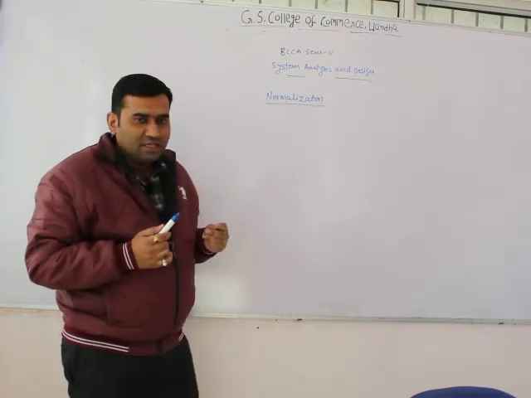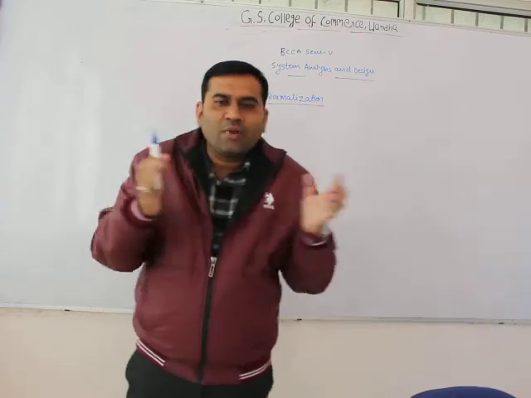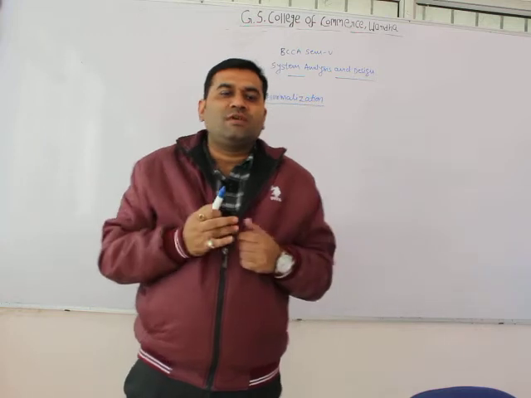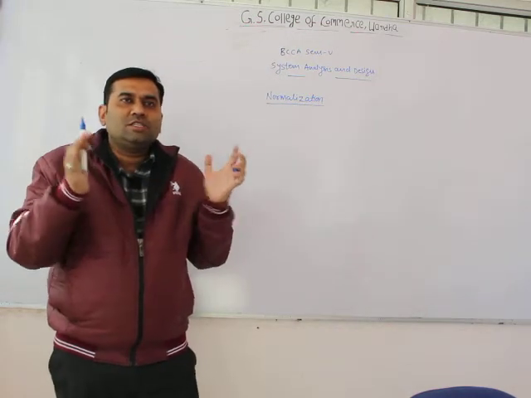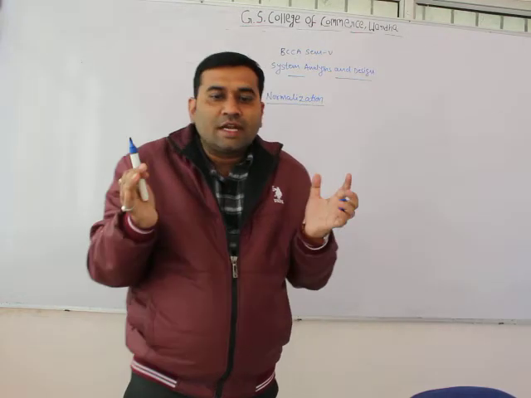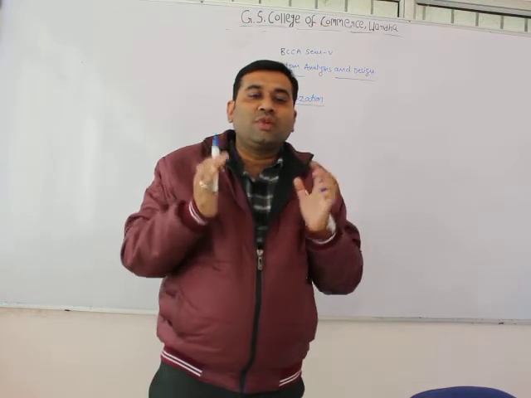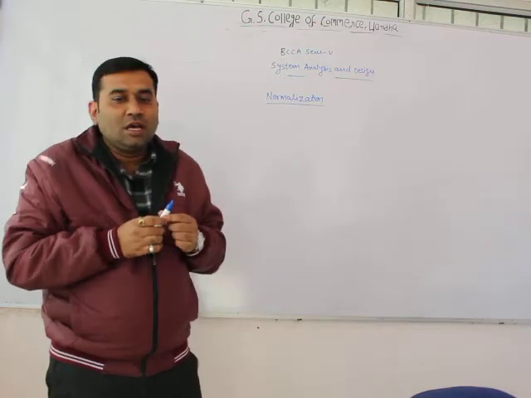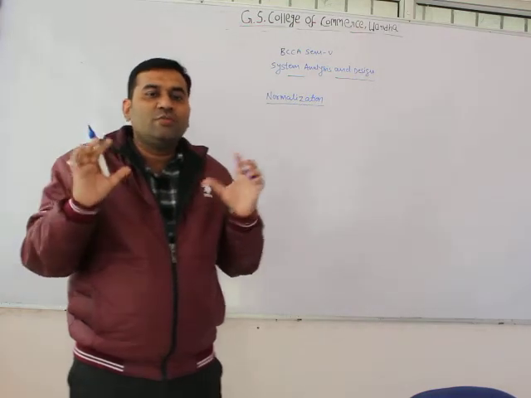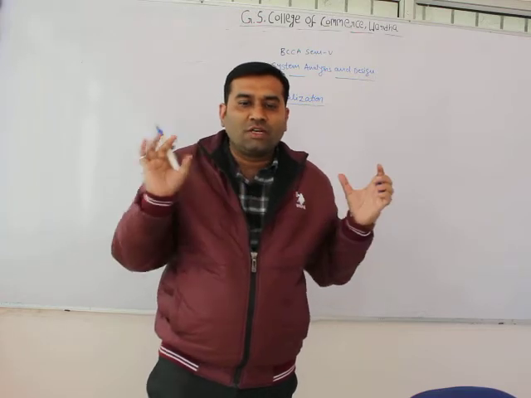Last topic is normalization. Normalization means the complex data is converted into the simplest form of the data. Normalization is the process of organizing the data in the database. It is used to minimize the redundancy, duplicacy of data from a relation or set of relations.